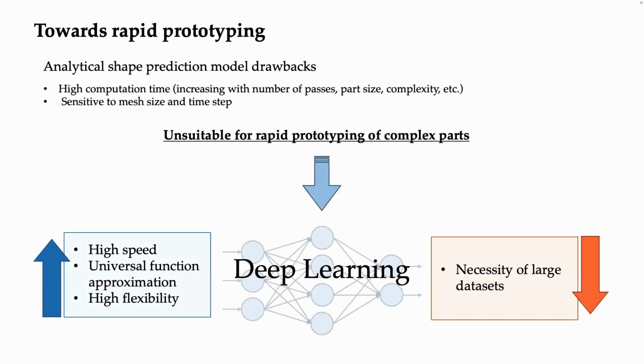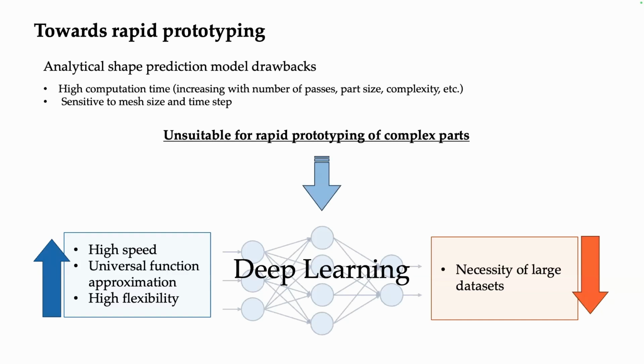So it takes us a lot of time because it's an iterative solver to solve the whole partial differential equation system. And as we increase the number of passes, as we increase the size of the component to be created, it takes much longer to define the pass. And it's also very sensitive to the mesh size and the time steps, so the quality and the accuracy of the results would be reduced if you are going to upscale the geometry.